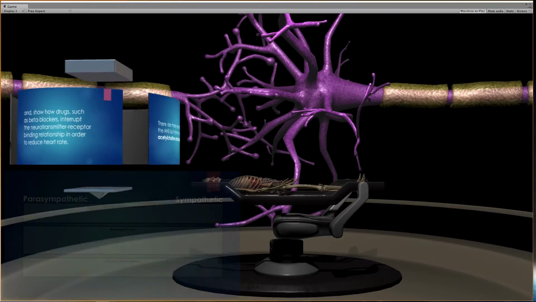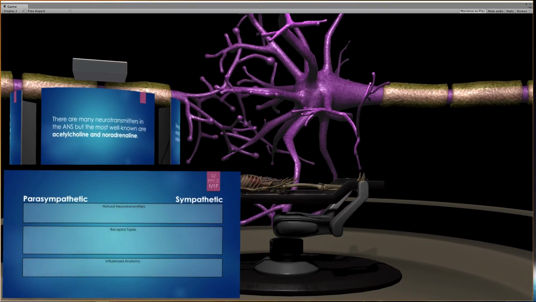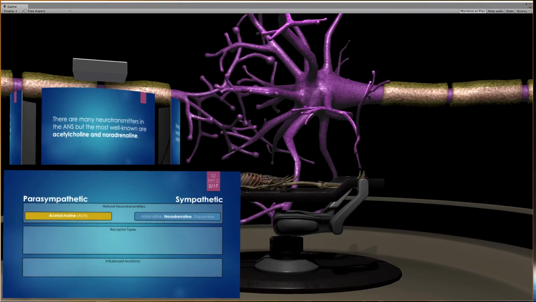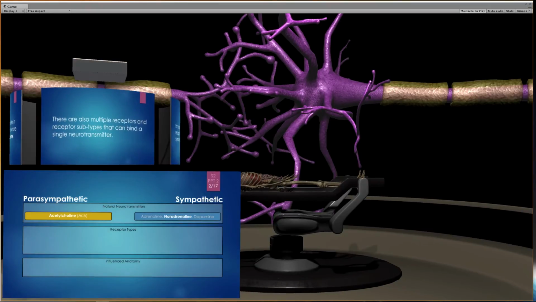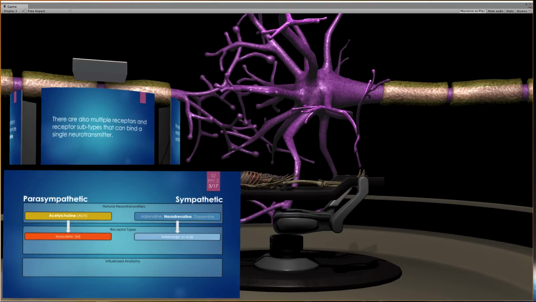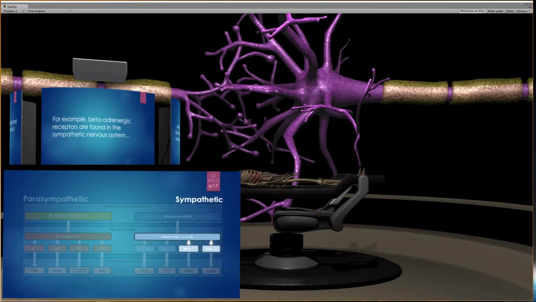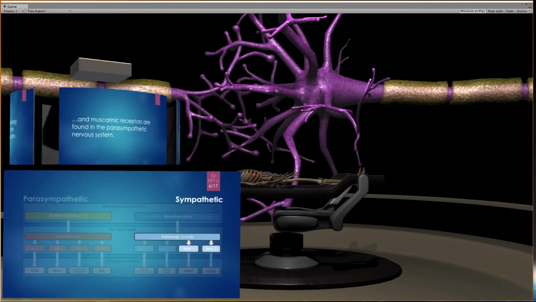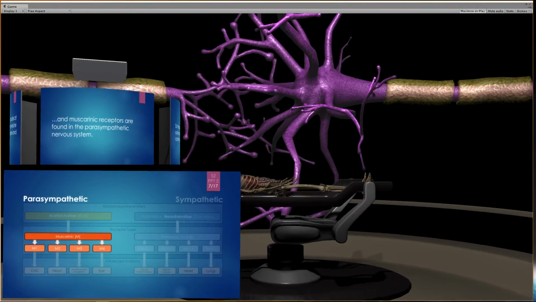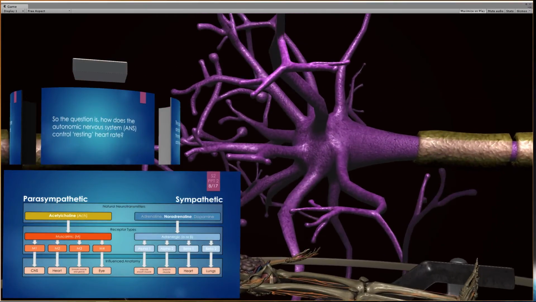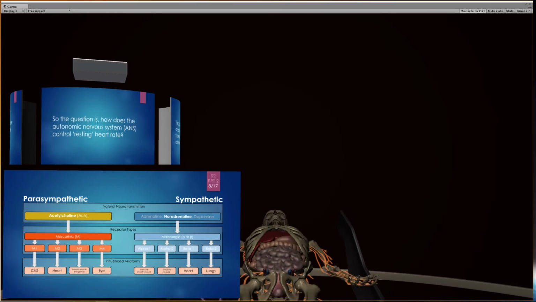There are many neurotransmitters in the ANS, but the most well-known are acetylcholine and noradrenaline. There are also multiple receptors and receptor subtypes that can bind a single neurotransmitter. For example, beta-adrenergic receptors are found in the sympathetic nervous system, and muscarinic receptors are found in the parasympathetic nervous system. So the question is, how does the autonomic nervous system control a resting heart rate?